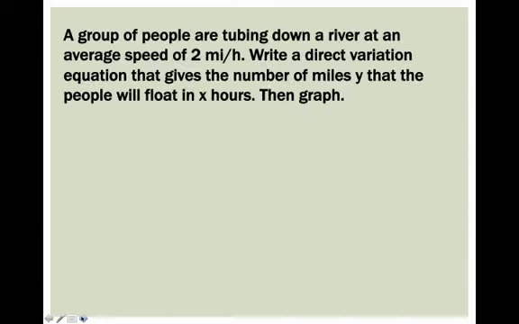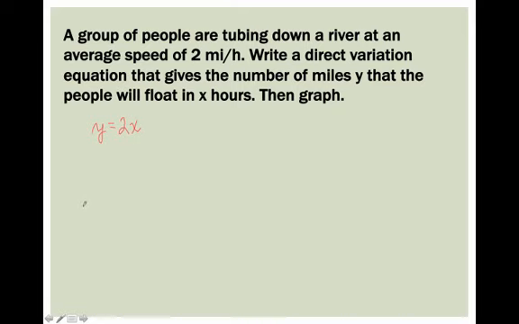So here's my real world example. I always love throwing those in at the end. I've got a group of people who are tubing down a river at an average speed of 2 miles per hour. I want to write a direct variation equation that gives the number of miles y that the people will float in x hours. So my equation would look like y equals 2x, because my hours for my x multiplied by 2 gives me my miles.